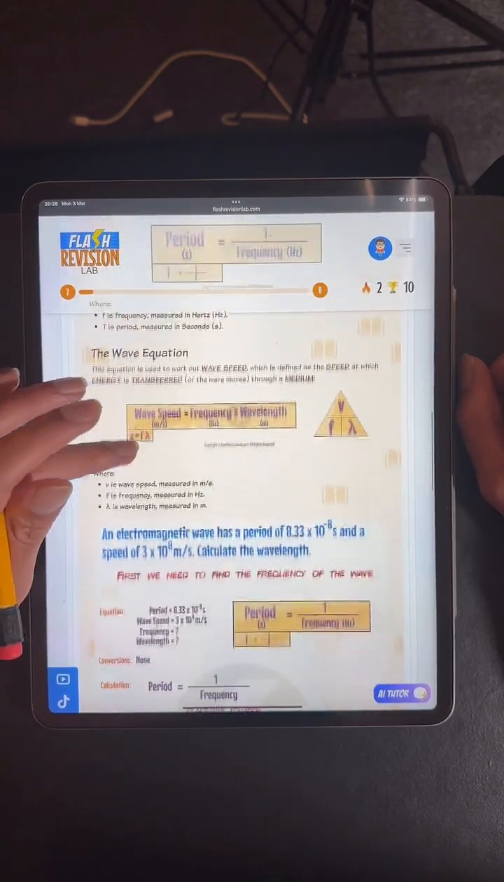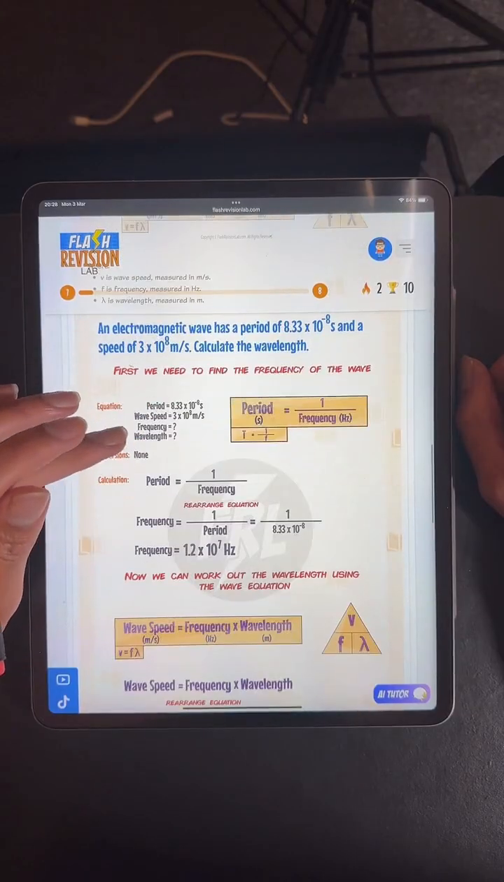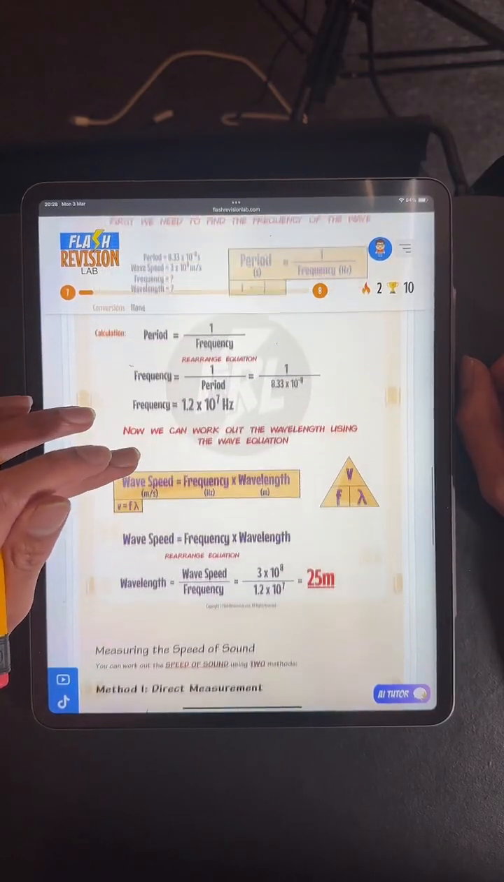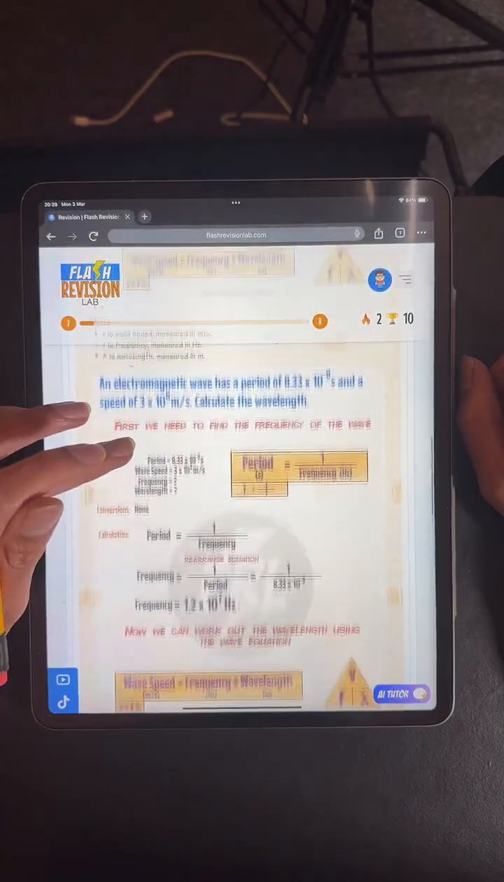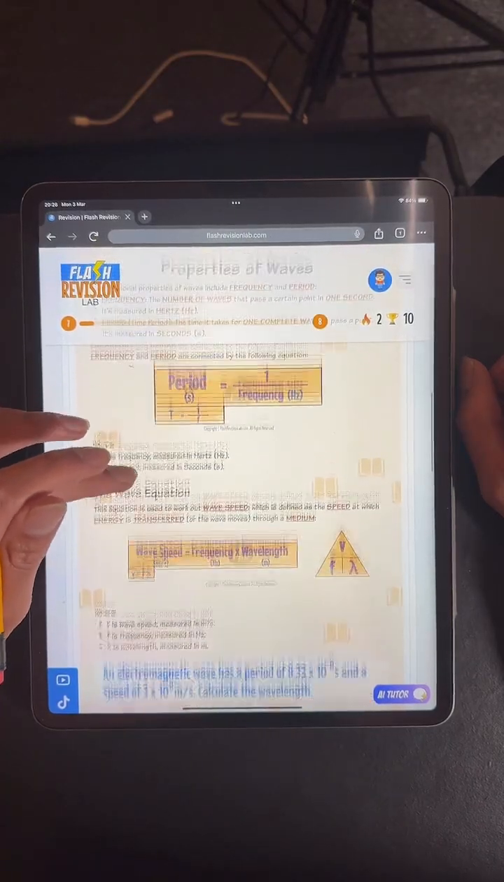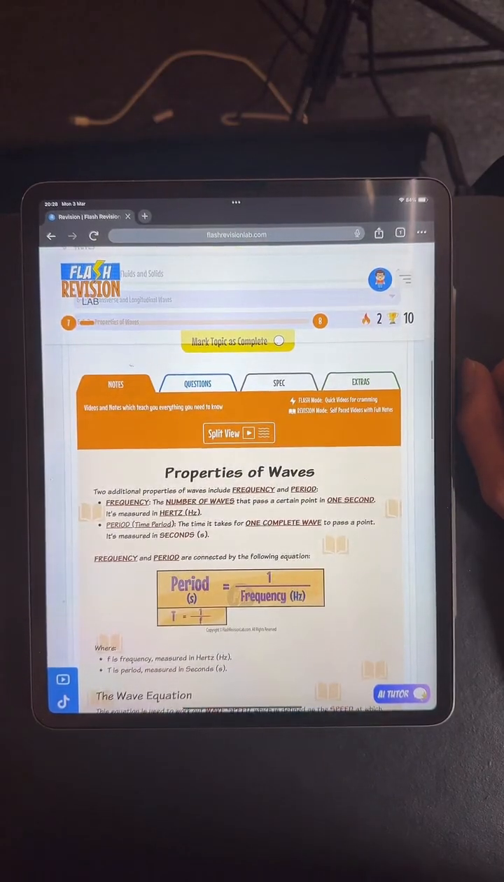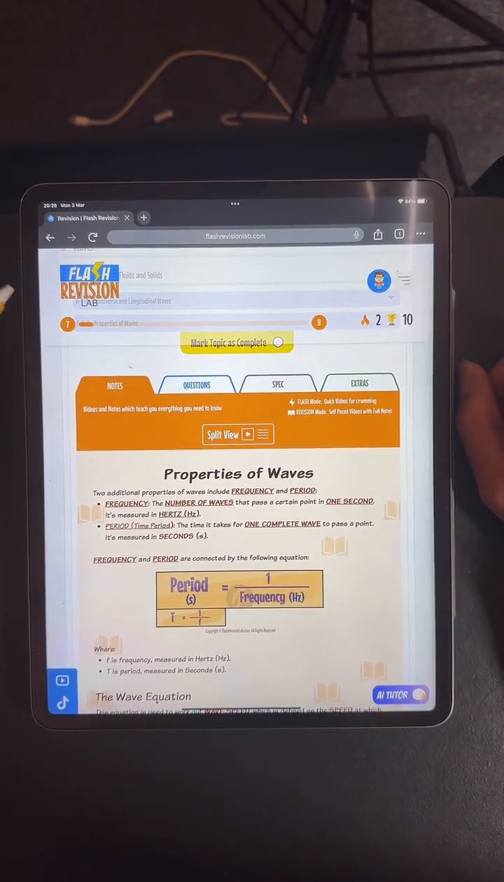It's a great tool to check your notes as you do the questions, and then hopefully as you get used to it, you'll be able to tackle the questions without needing the notes at all. But it's all there for you to help you answer these questions and get ready for your exams.